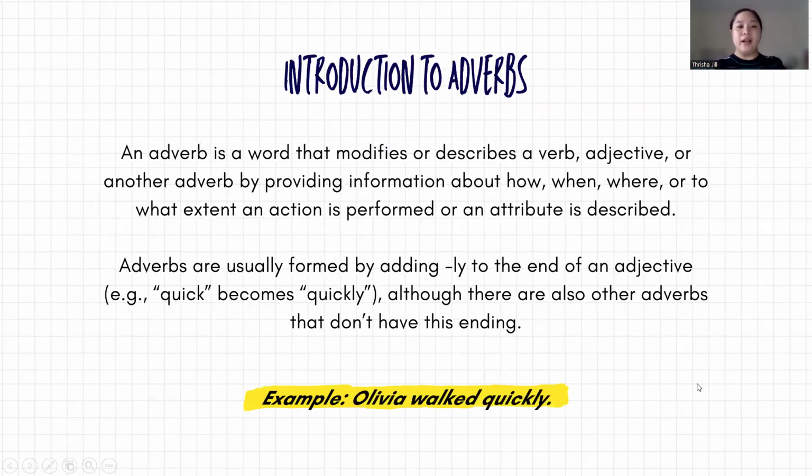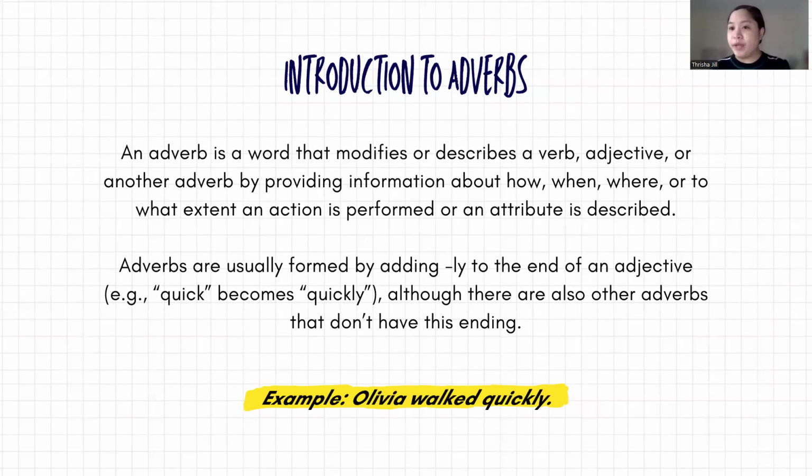So, what is an adverb? An adverb is a word that modifies or describes a verb, adjective, or another adverb by providing information about how, when, where, or to what extent an action is performed or an attribute is described. Adverbs are usually formed by adding ly to the end of a word. Example, quick becomes quickly. Although there are other adverbs that don't have this ending, most adverbs usually end with ly.